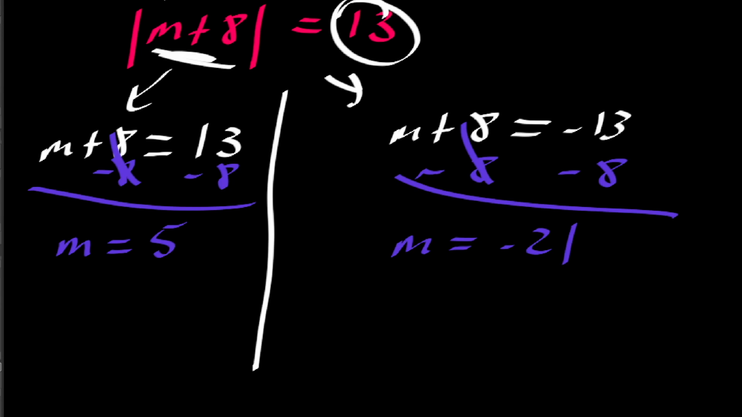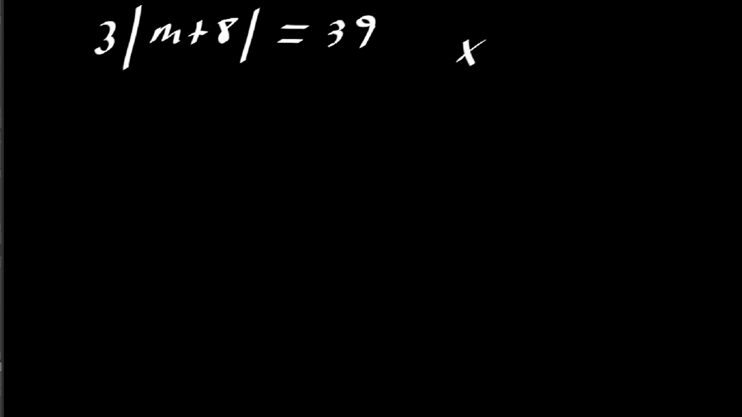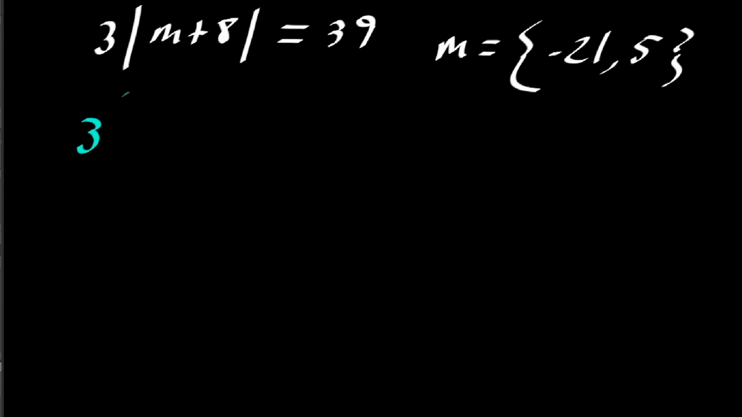Now we just need to check to make sure those answers work. So we said 3 times the absolute value of m plus 8 equals 39, and we found that m equals negative 21 and 5. All right, so now let's plug this in, see what happens. Let's start with negative 21. 3 times the absolute value of negative 21 plus 8 equals 39.